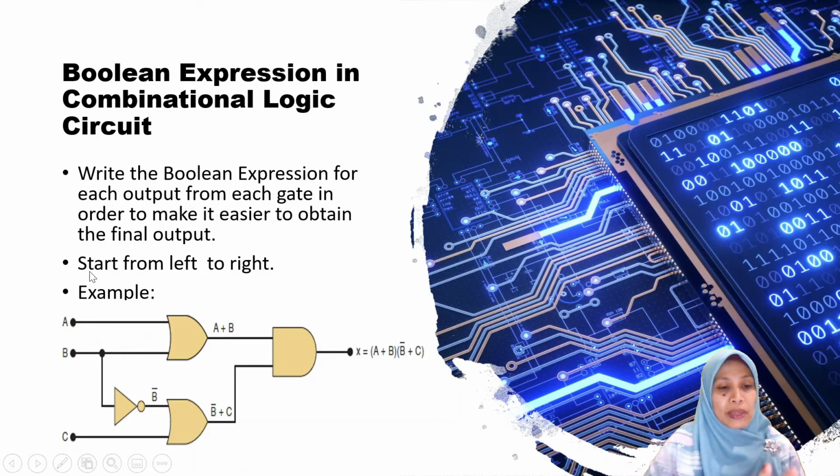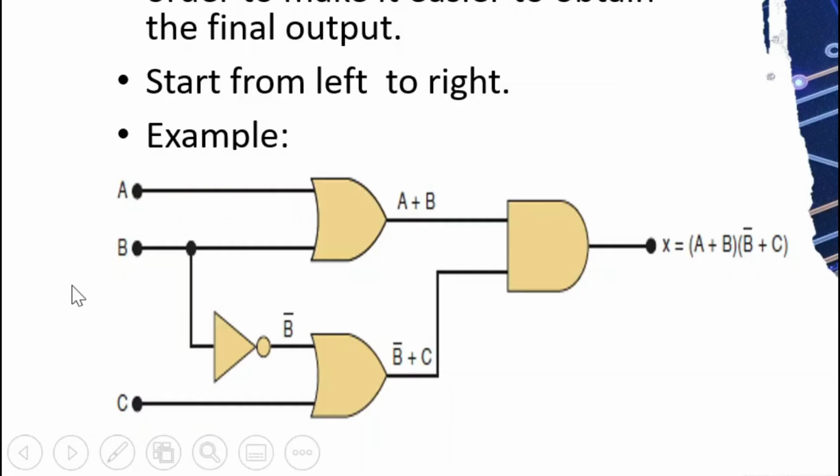Alright, so as mentioned here, we start from left to right. First we determine the input going to the circuit. Okay, we have A, B and C. Alright, and then take a look at the first OR gate here. The input of the OR gate is A and B, so of course the output is A plus B.